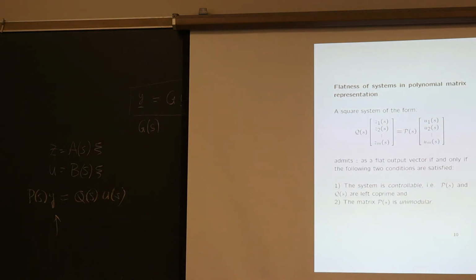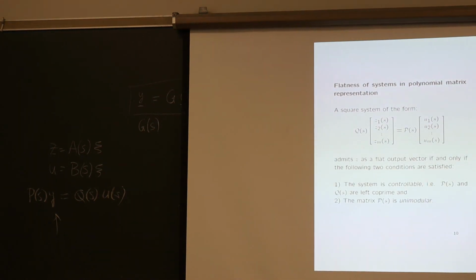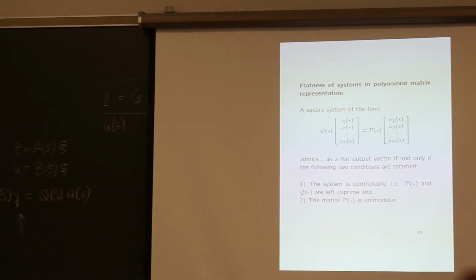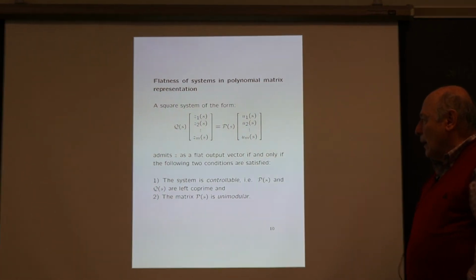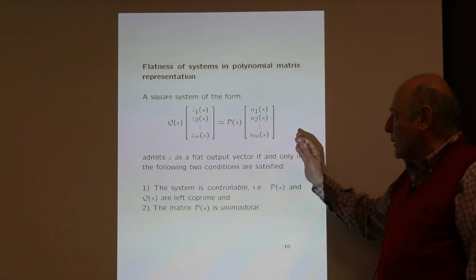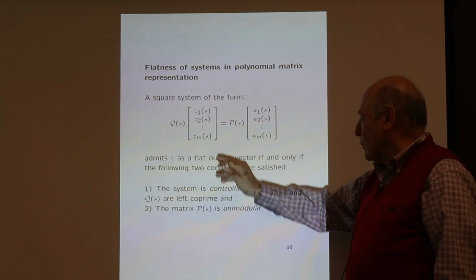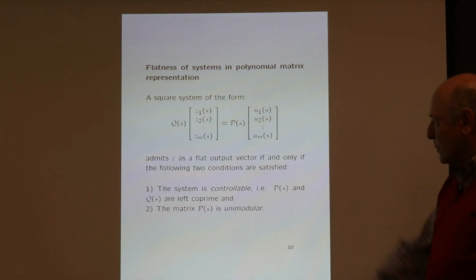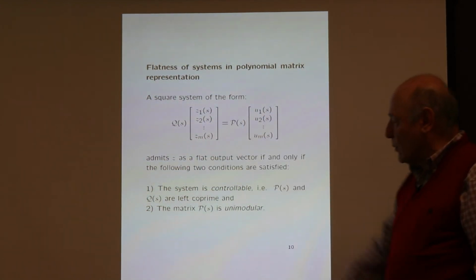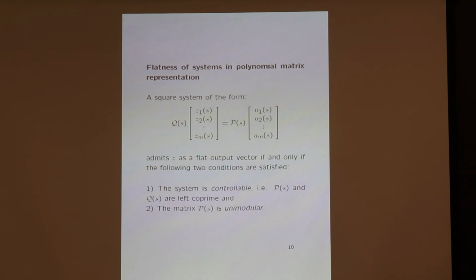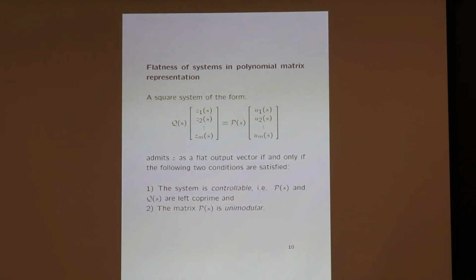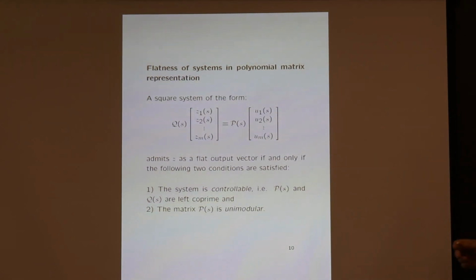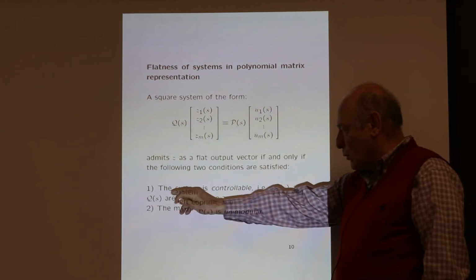and for that we will have the following result. If you have a square system of this form, and it admits as a flat output the vector of outputs, which here has the components y1 through ym, this system will admit y, the vector y, as a flat output vector if and only if the three following conditions are satisfied, which are equivalent to the previous ones.